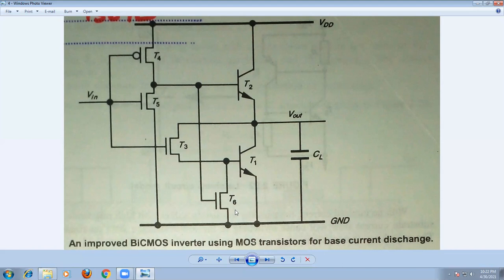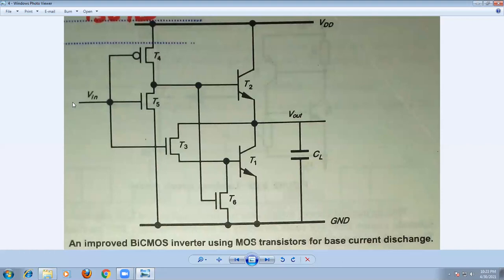Similarly, we are providing another transistor which is required to remove the base charges when transistor T1 turns off, so that this will be in the on condition. Remember, this will be on so that it is completely discharged. Similarly, when this transistor is off, this transistor must be on. So it provides the path for the base to discharge. Now let's see whether these two conditions are satisfied.